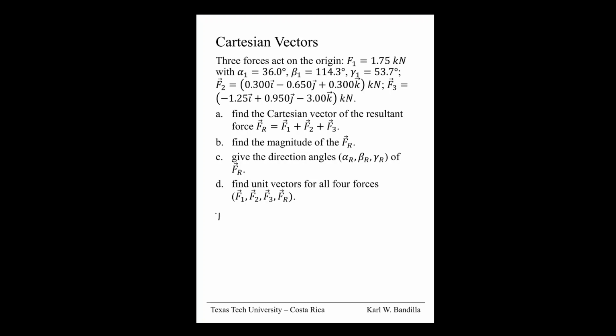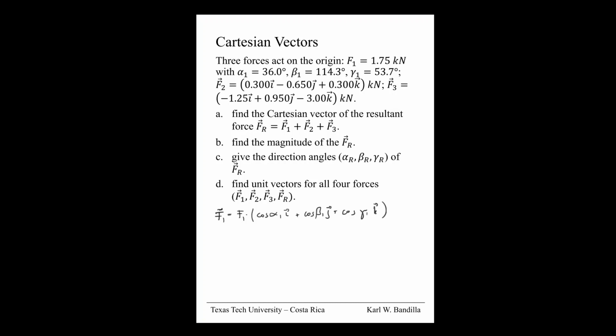We know that F1 is equal to the magnitude F1 times the cosine of alpha 1 times i plus the cosine of beta 1 times j plus the cosine of gamma 1 times k. That's by definition what we get.